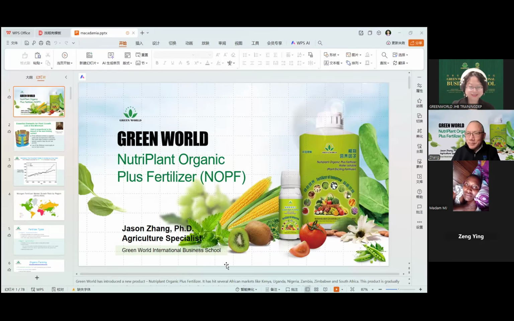Can you see my computer? Yes, it starts showing. Yes, we can see the slideshow. Okay, good.